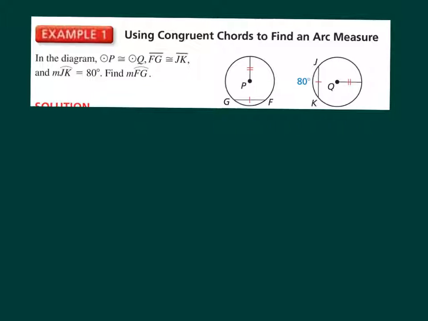Well, if we know these are congruent circles, and the only reason we know that is because these radii are the same length, by default these things are the same exact size. And that means if this chord is congruent to this chord, the arc created, GF, must be 80 degrees.